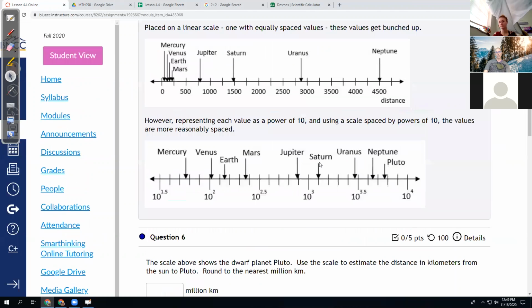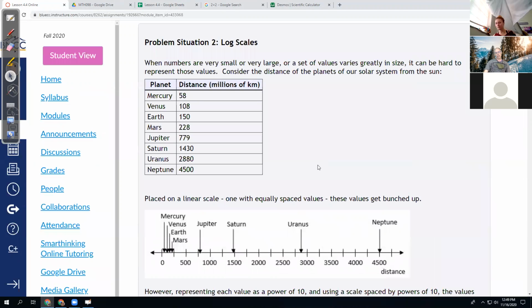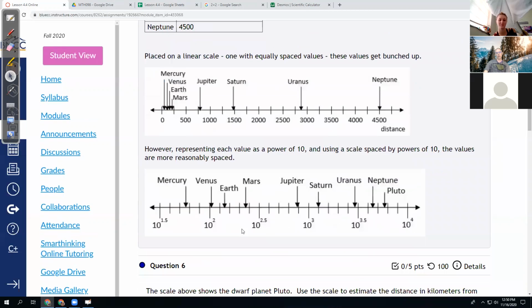And so this one is kind of interesting because what it does is it compares a regular scale where it looks like Mercury, Venus, Earth, and Mars are right next to each other compared to Jupiter, Saturn, Uranus, and Neptune. And then it looks at what's called the logarithmic scale, which just looks at the power. And notice the spread looks a lot different when we only look at the power of the distances.